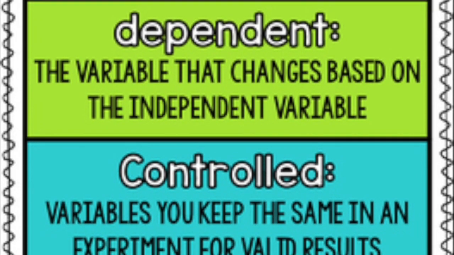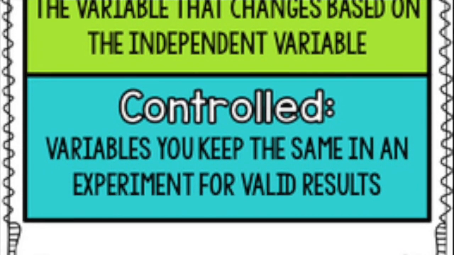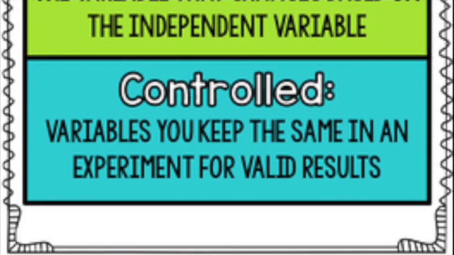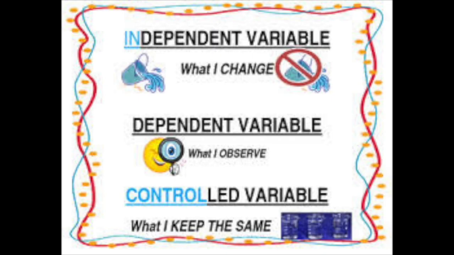It's the effect, the cause and effect relationship. It's the effect on the behavior because of the manipulation. So I personally always feel like it's easier to identify the dependent variable than the independent variable, because I just think of the dependent variable as being where the numbers come from. So if the numbers are number of aggressive acts, then I know that aggressive acts is my dependent variable.